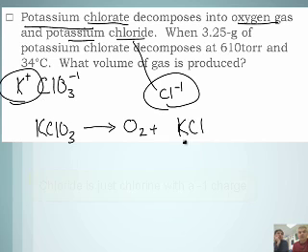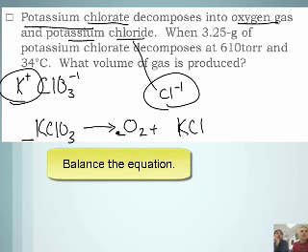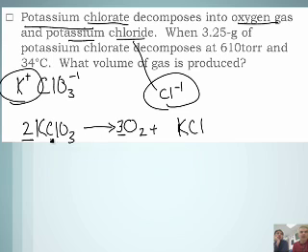Now, that's an unbalanced equation. Balance it. I have an O problem. I have 2 O's here and 3 O's here. So I'm going to do the 6th thing. I need to put 3 here to get 6 and 2 here. That messes up my potassiums and my chlorides, so I put a 2 here. So start with a balanced equation.